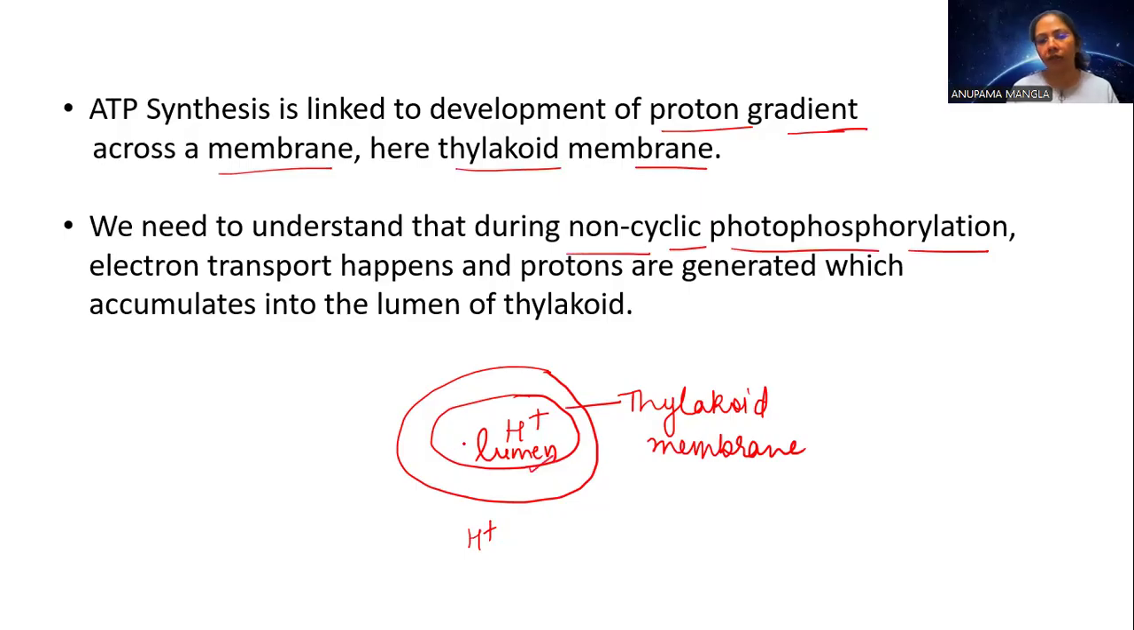Now, when this gradient is broken down and the movement of protons happens from lumen to the stroma, that process leads to ATP synthesis. So the most important thing to understand is why this proton gradient is generated: what are the various events which lead to accumulation of protons in the lumen and deficiency of protons in the stroma. These events have to be understood.